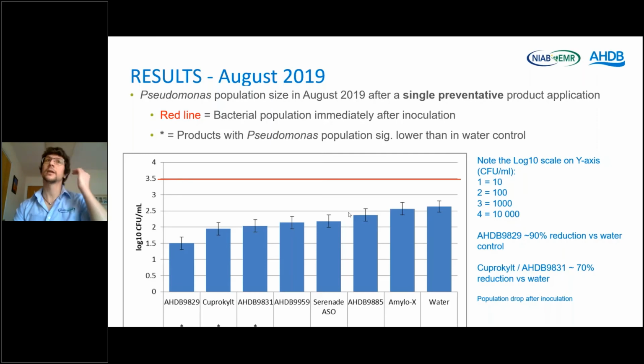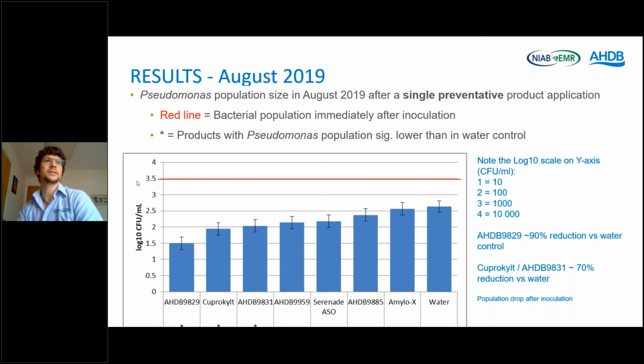So starting our results in August, these products were applied at this point only once, and they were applied prior to inoculation. So they were already on the trees, then the trees were inoculated, and then 2 days later we looked at how much bacteria survived.